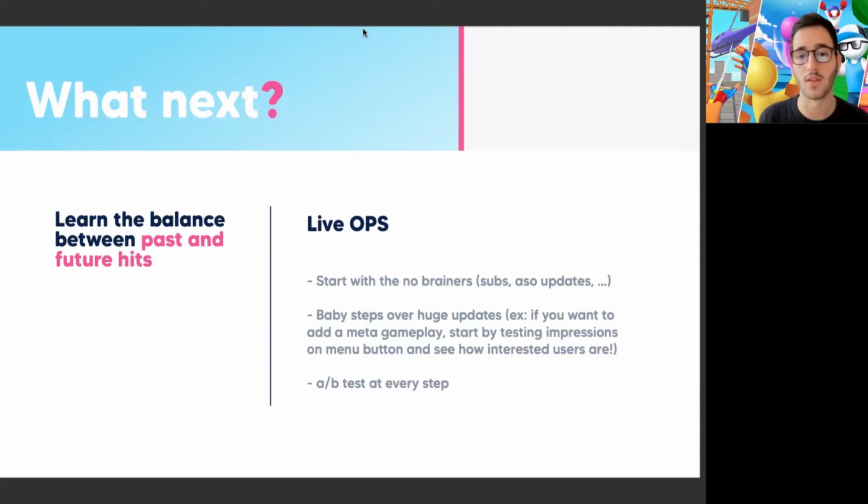Again, quite obvious, but always very important to keep in mind to really A/B test at each and every step of your live ops. It's extremely important. And that's also why it's important to work with good A/B testing tools to make sure that you can do that efficiently and with good results.